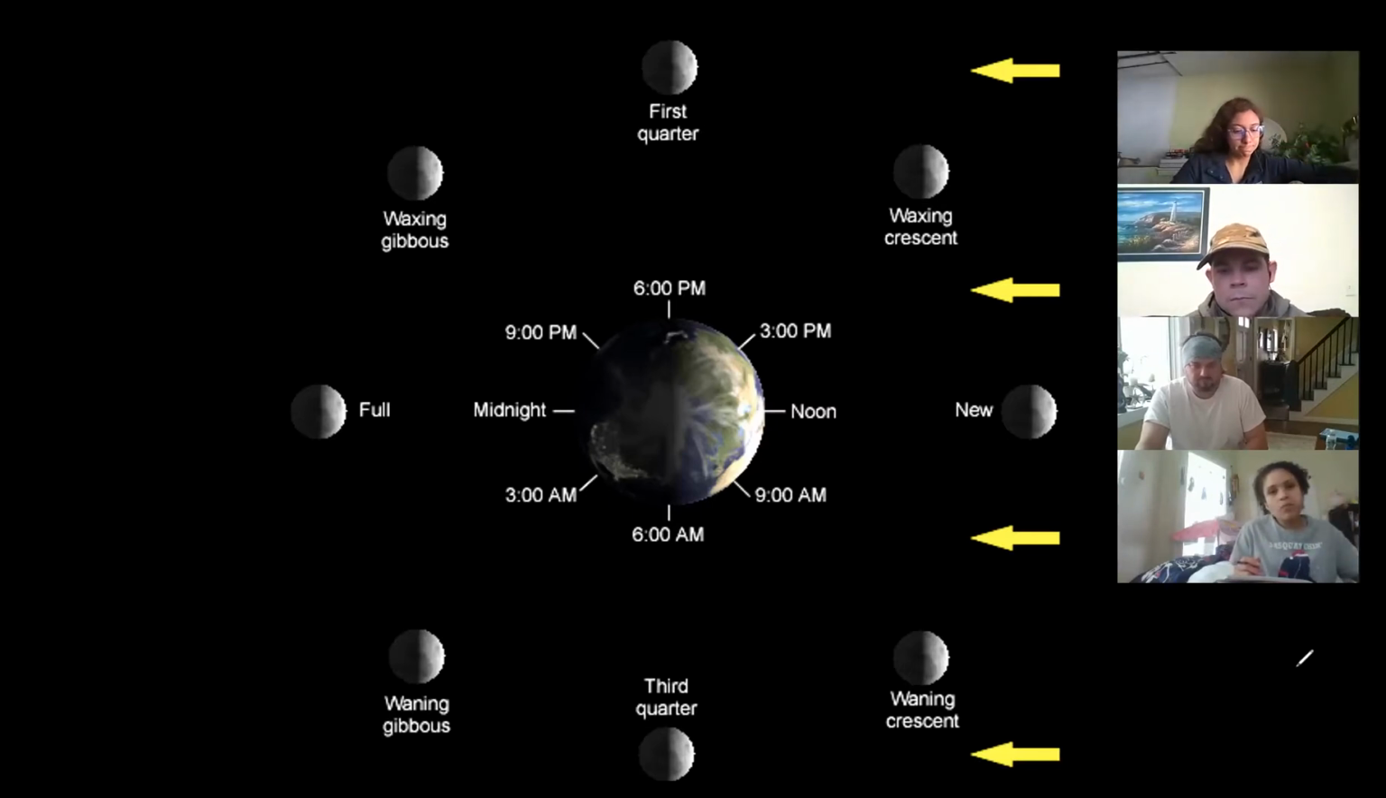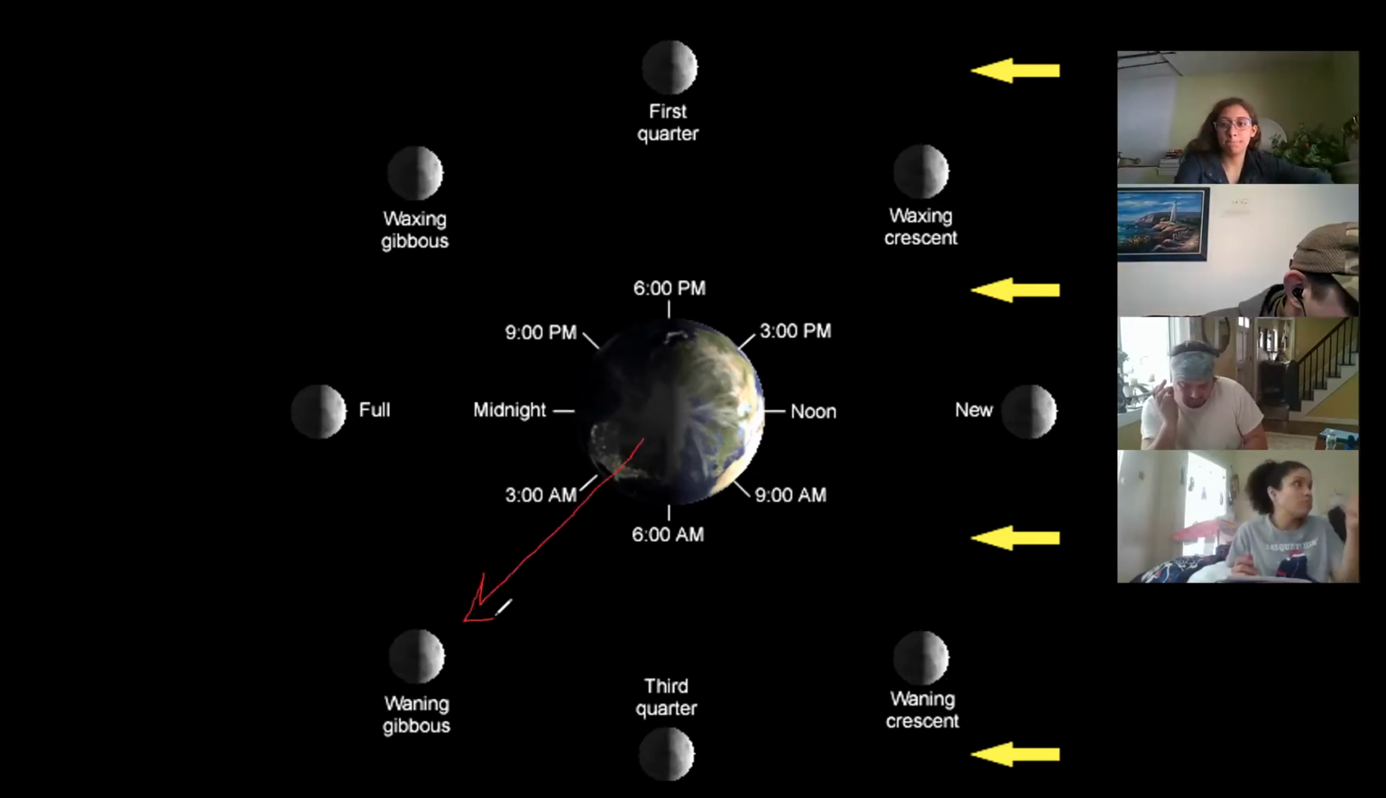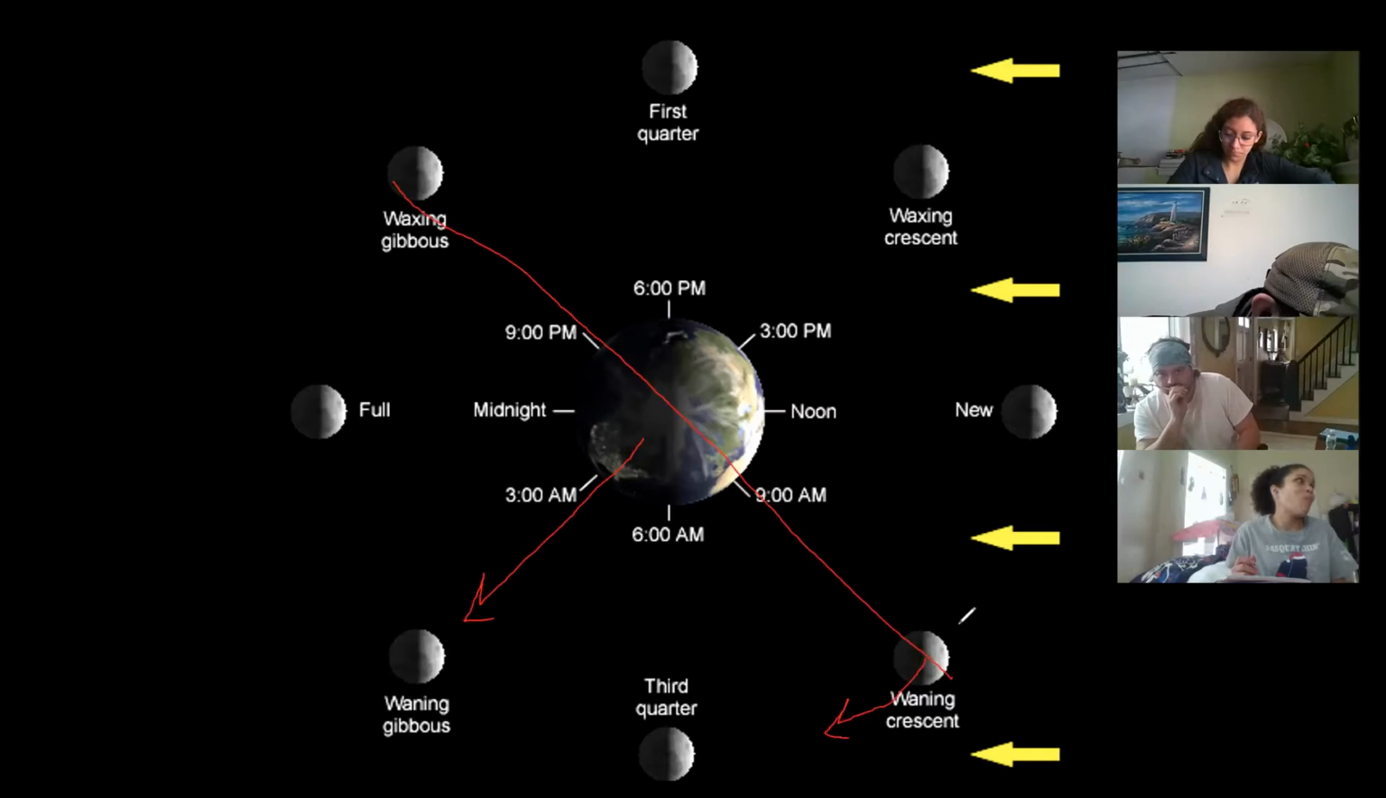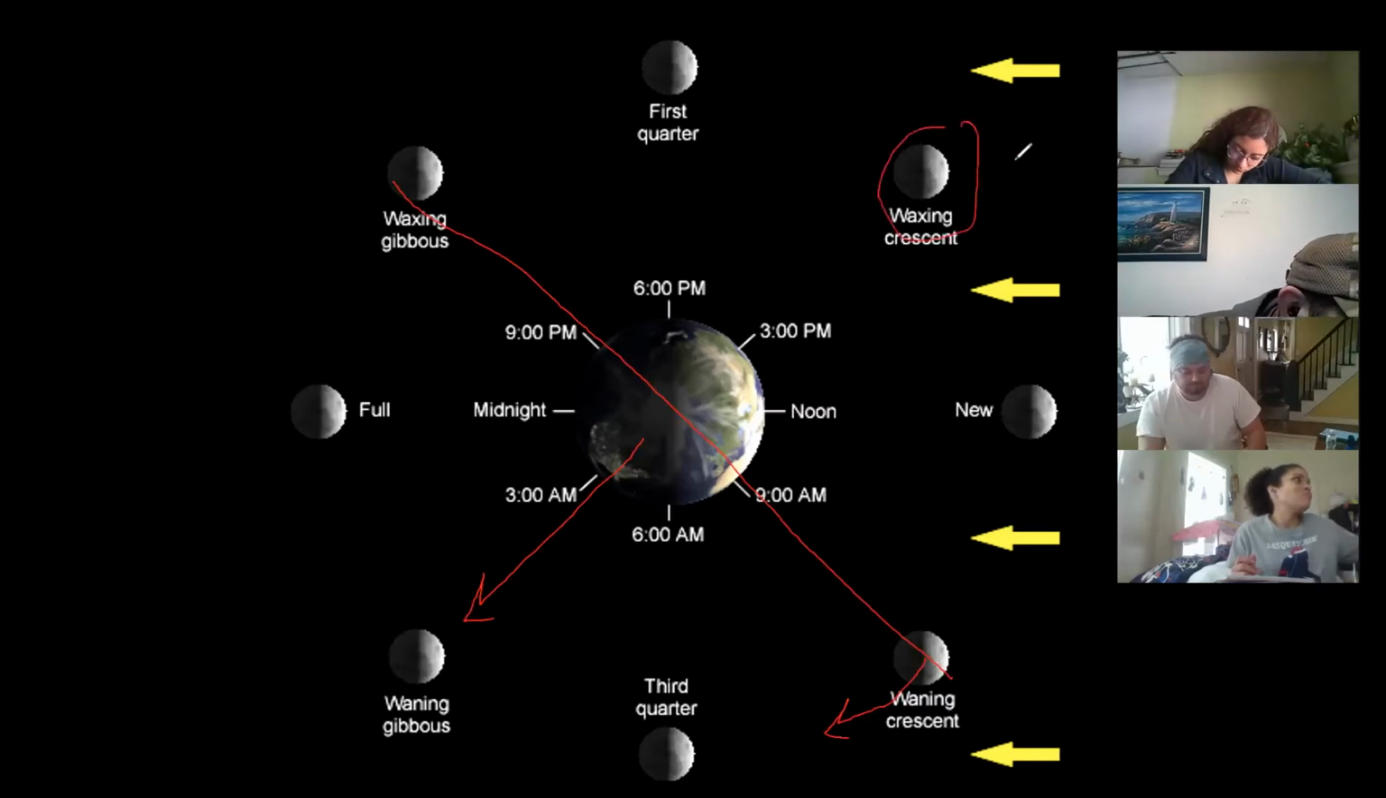Waning. Waning crescent is correct, because if your head is pointing in this direction, your horizon line is perpendicular, and the only crescent moon that you could be seeing rise in the east is a waning crescent. The waxing crescent moon could not be up at 3 a.m.